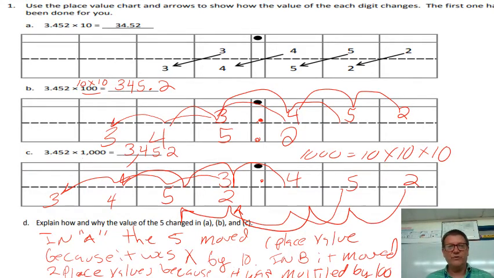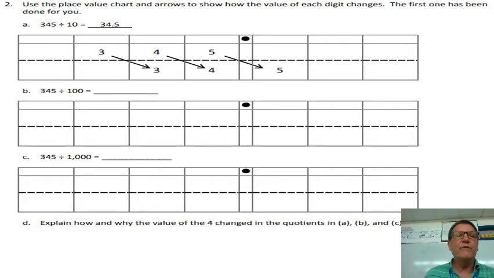All right, let's continue on. This time we're dividing. So we know when we divide a number by a whole number, the answer is going to get smaller. The quotient is going to get smaller. And we can see the one that's done for us. They divided by 10, so each digit shifted to the right 1 place value. So in our next one, just like when we're multiplying, 100 is actually equal to 10 times 10. So each digit is going to move 2 places to the right.